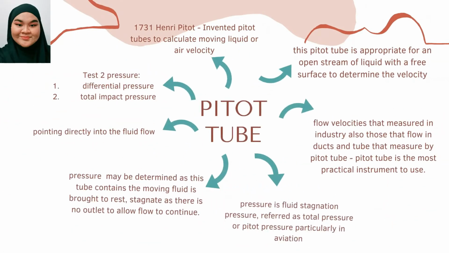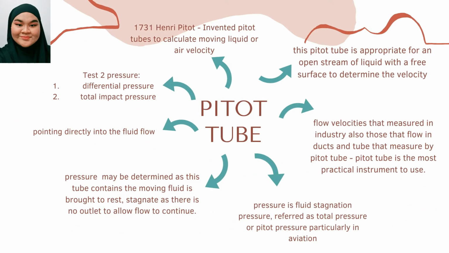In 1931, Henry Pitot invented the pitot tube to calculate moving liquid or air velocity. The pitot tube tests two pressures, first differential pressure to total impact pressure. The pitot tube points directly into the fluid flow. The pitot tube pressure may be determined as the moving fluid in this tube is brought to rest, stagnant, as there is no outlet to allow fluid to continue.